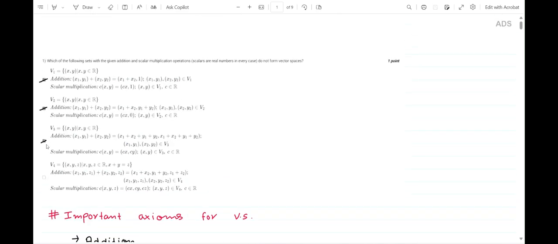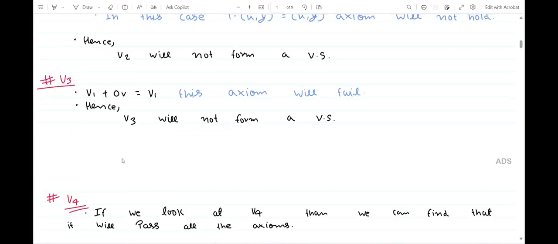Now if we look at the third vector set, V3 is equal to (x, y), such that x and y belong to real numbers, and the addition is given as (x1 plus x2 plus y1 plus y2, x1 plus x2 plus y1 plus y2), and the scalar multiplication is given as (cx, xy). In this case, it will pass all the axioms for multiplication, but in addition, it will fail the axiom which states the existence of a zero vector. Hence V3 will not form a vector space.